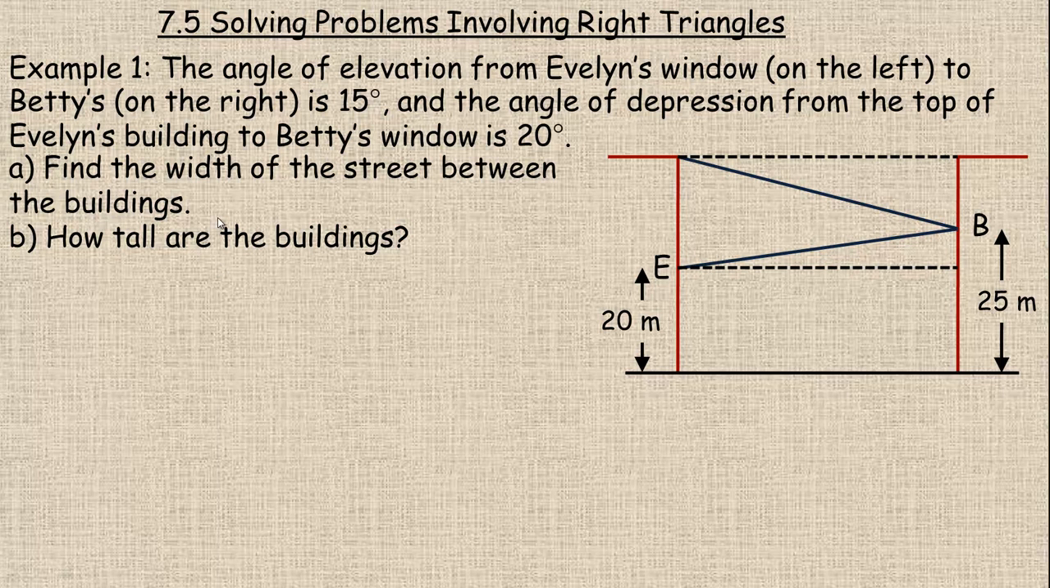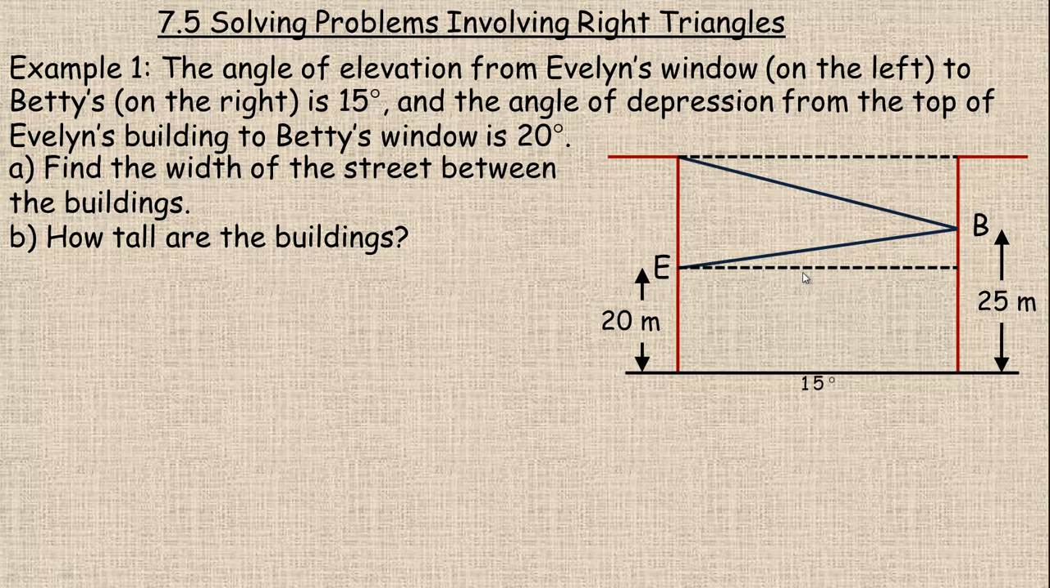In this video, we'll take a look at solving a couple of problems using right triangles. In the first example, we're told that the angle of elevation from Evelyn's window, so here's Evelyn's window, this is Evelyn's building, on the left to Betty's on the right. So Betty's window's up here, a little bit higher on this building across the street. So the angle of elevation up here is 15 degrees.